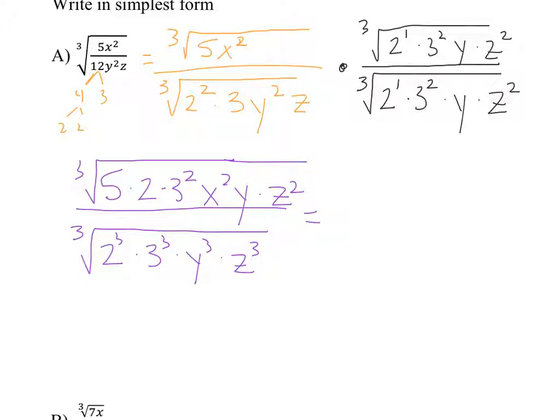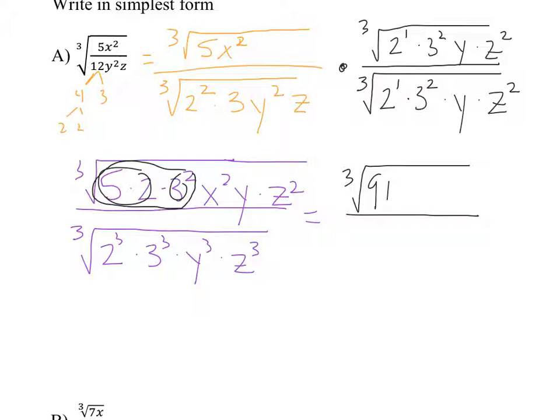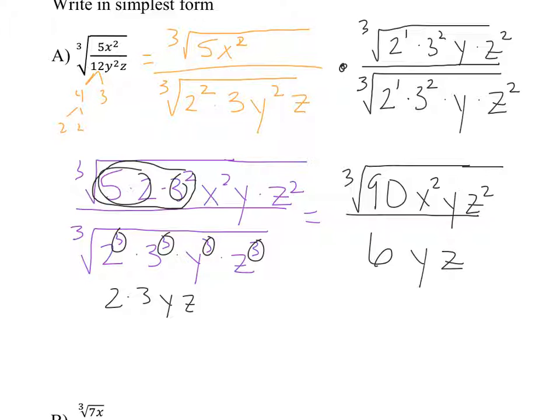So, simplifying this then, I can multiply these all together right there. So this would be 10 times 9. So this would be the cubic root of 90. And then I have my x squared, y, z squared. And then on the bottom, because all of these are a factor of 3, these all would simplify just to be 1. So I would have the 2 times 3, which would give me 6. And then I just have my y and z. I can't simplify that any further. So this right here is my final answer.